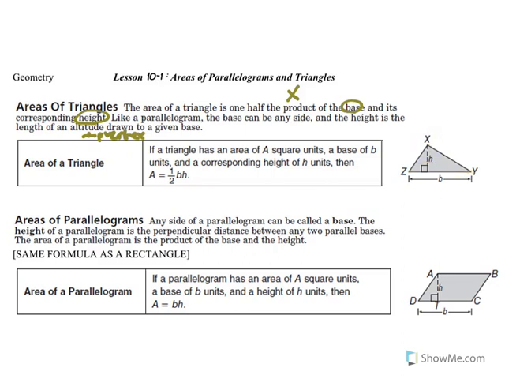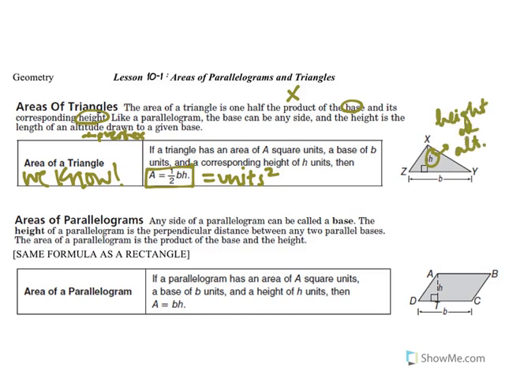All right, so area of a triangle should be something we know. If a triangle has an area of A square units, a base of B units, and corresponding height of H units, then area equals 1/2 base times height. Remember that your units is always units squared. Area is always units squared. All right, so that was a nice little refresher. I'm going to label this height before we move on. Height or altitude, whatever floats your boat.